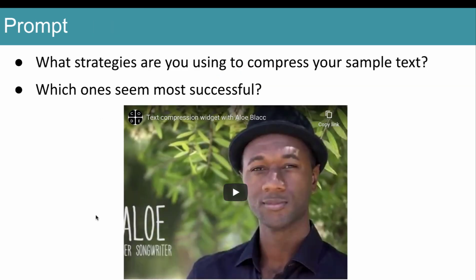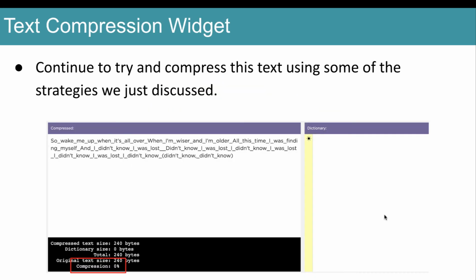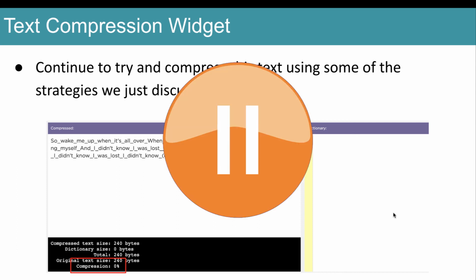So thinking back, what strategies are you using to compress your sample text, and which ones seemed the most successful? So go ahead and pause the video and watch this video by a singer-songwriter about the text compression widget. So now that you've learned some other strategies in the video, continue and try to compress your text using some of the strategies that you saw. And if you can increase your compression rate, go ahead and add it as a comment on the slide.